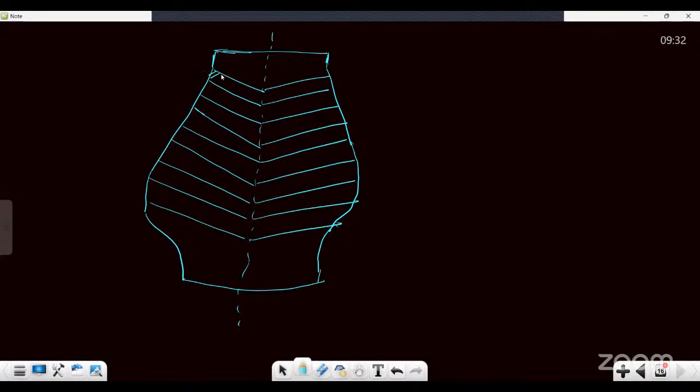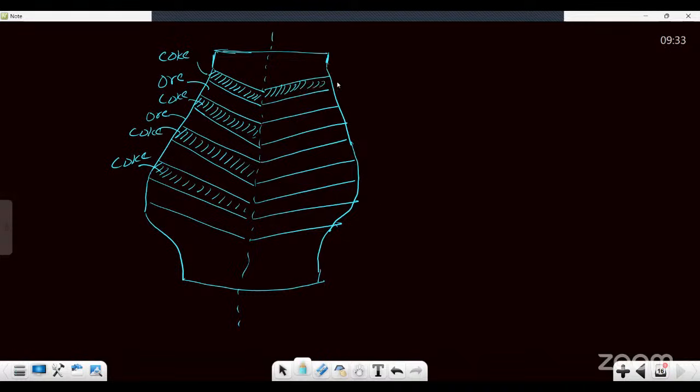So how will we charge the materials layer by layer? The first layer is going to be coke, followed by ore. Then again there is going to be the coke layer, then again ore, then again coke, something like this. So it is coke, ore, coke, ore, coke, ore, like that. Similarly, on this side also, it is coke, followed by ore, then coke followed by ore, then again coke followed by ore. So the shaded regions are the coke regions, and these are the ore regions. Okay, like this.